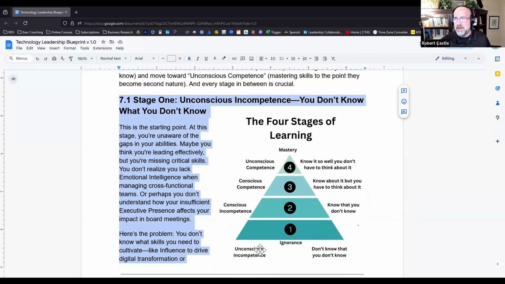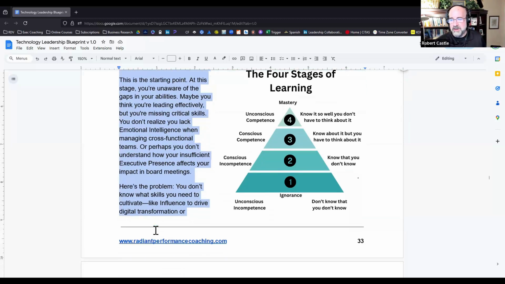Stage 1, unconscious incompetence. Basically, you don't know what you don't know. This is the starting point. At this stage, you're unaware of the gaps in your abilities. Maybe you think you're leading effectively, but you're missing critical skills. And you don't realize that you lack emotional intelligence when managing cross-functional teams. Or perhaps you don't understand how your insufficient executive presence affects your impact in board meetings.